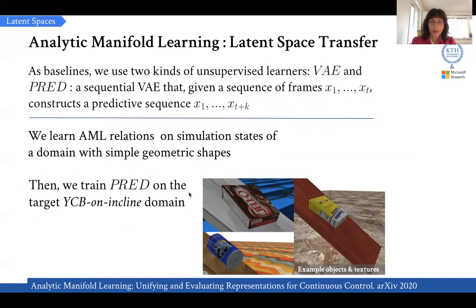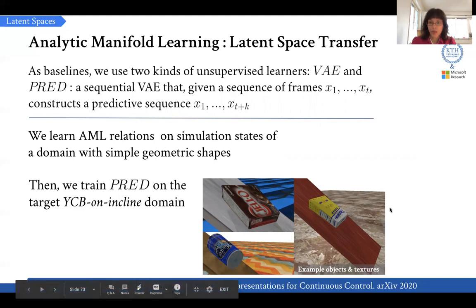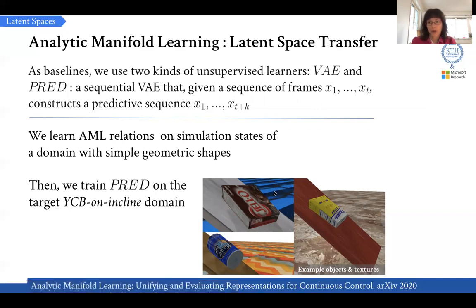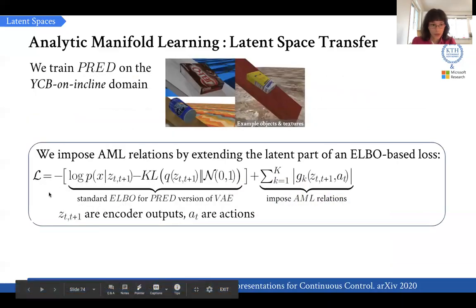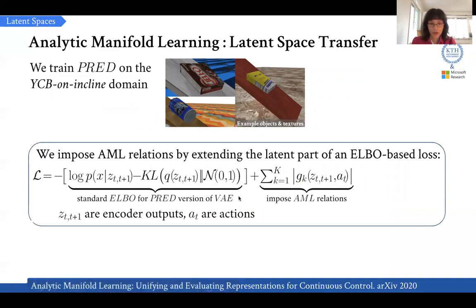So, objects sliding down an incline, but simple geometric shapes sliding down an incline. And then we will impose these relations on the latent state of this predictive VAE that is trained on a much richer domain. Now we're training from RGB images with different textures, and the objects are coming from the meshes of the 3D scans of the real objects from the YCB data set. And this is the imposition here. We are using the ELBO of this predictive version of the VAE. So this is just a regular ELBO, and we are augmenting the loss with the imposing of the relations that we have just learned.